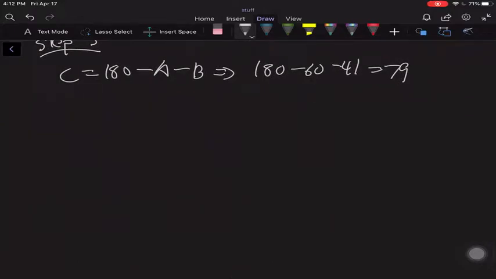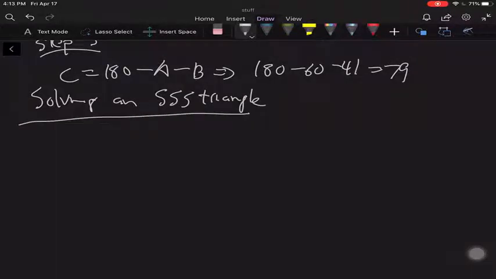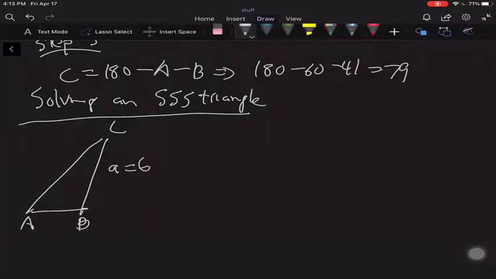And for our final example, we're going to solve a SAS triangle. So the example that's given, we have a triangle that looks like this. We have side A, side B, and side C, but we don't have any information for our angles. We do have information for our sides. Side A is equal to 6, side B is equal to 9, and side C is equal to 4.